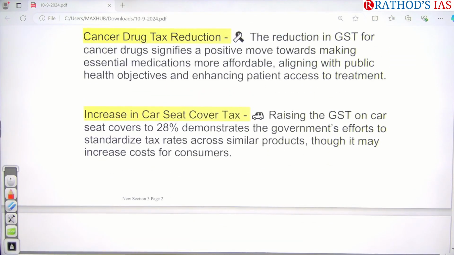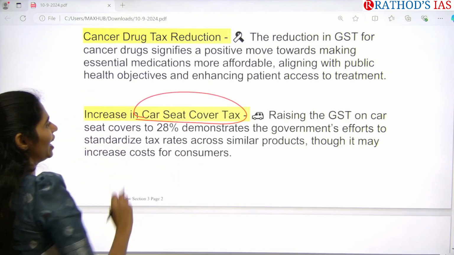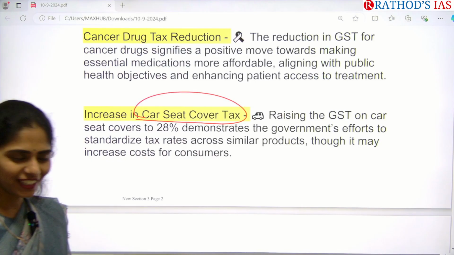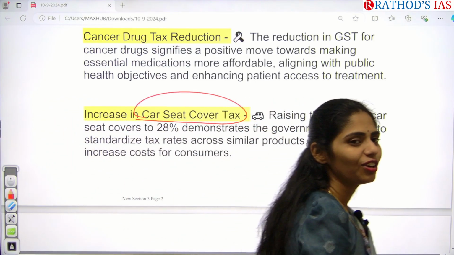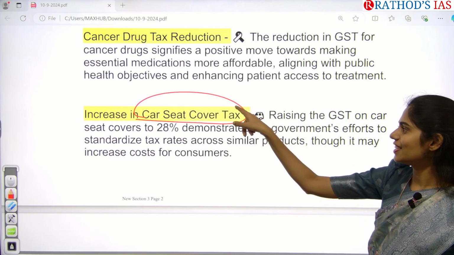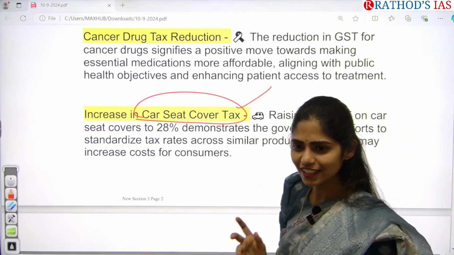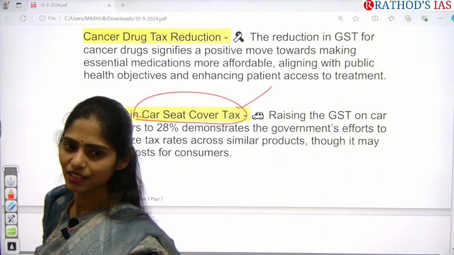And one more thing here is that they want to increase tax on car seat covers. So what does it mean? On one side they are saying that we have to reduce tax on insurance, and on another side they are saying that we have to increase tax on car seat covers. So what does it imply?